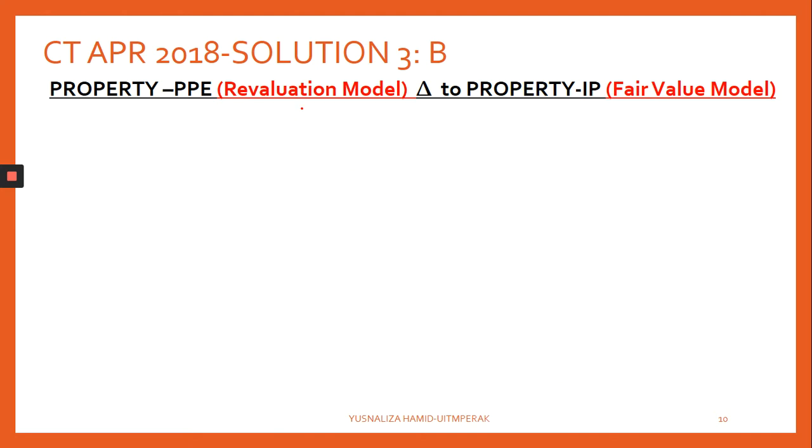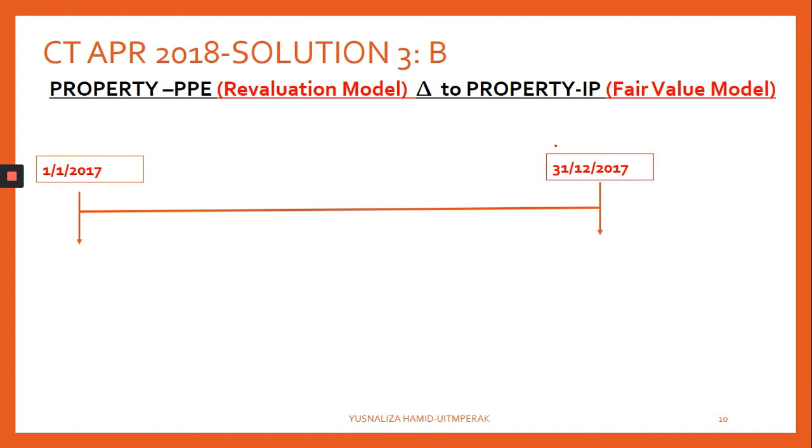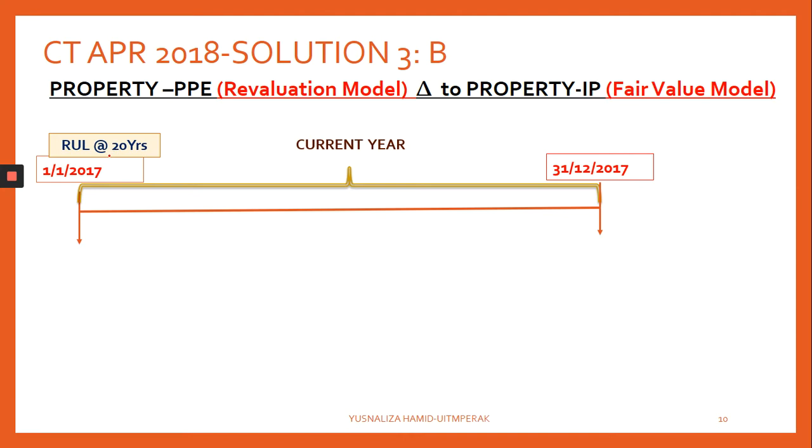There's a change in the use because of transfer of the PPE. And I put there in my red ink, there was a revaluation model being adopted for PPE. And now there's a change to investment property, and that will be using fair value model. So let's plot the diagram again. First, put the date, 1st of January 2017. Just a 1 year gap here, right? And at the end of the year, 31st of December. Then you should know that this is your current year, right? And then the remaining useful life on that date was 20 years on 1st of January 2017. The cost was 14 million. Cost is the initial cost, right?